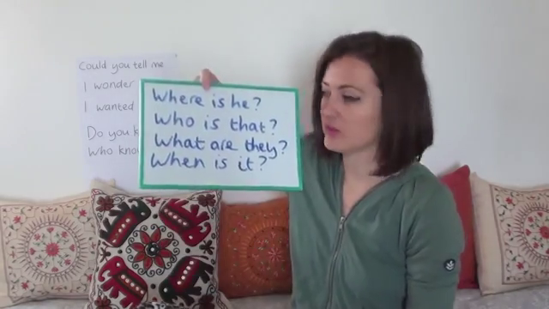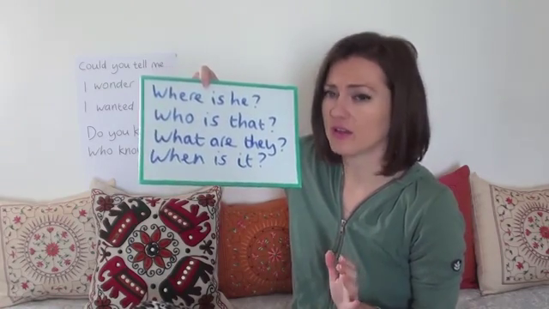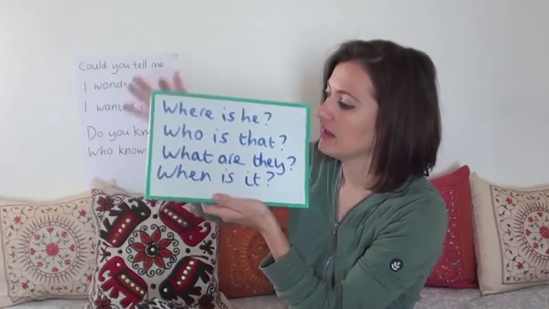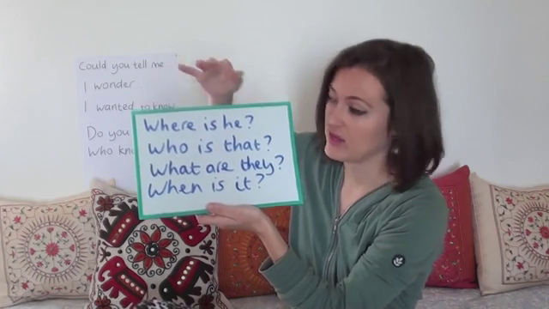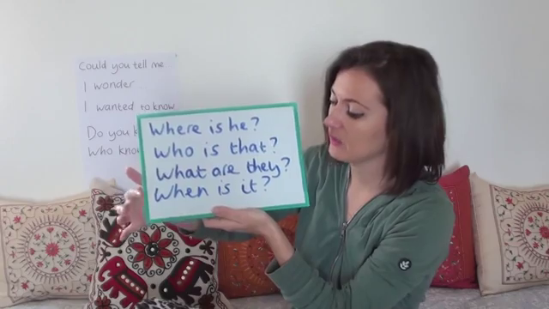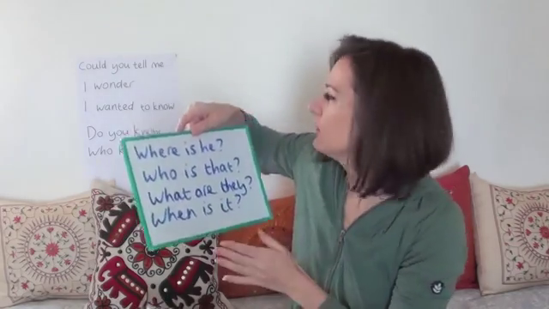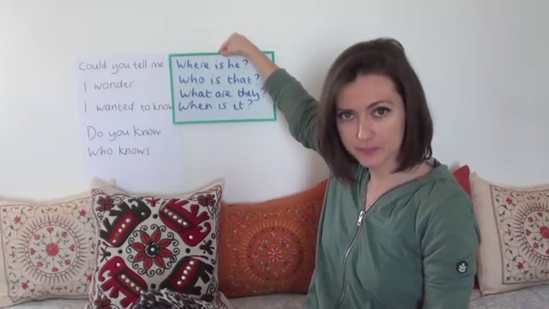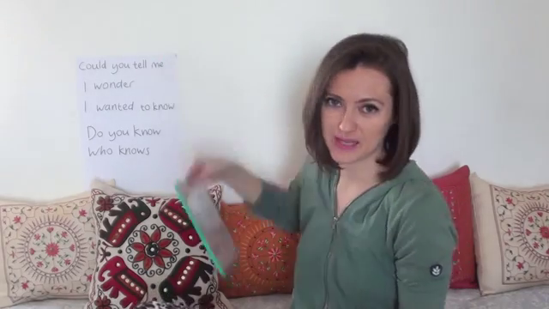So here are some examples, just baby English sentences. You already know how to make questions like this. Here's the question word, in the middle is the verb, and in the last position is the object. Where is he? Who is that? What are they? When is it? So what do we do then? Do we just use the phrase and put this there? No, that would be too easy.